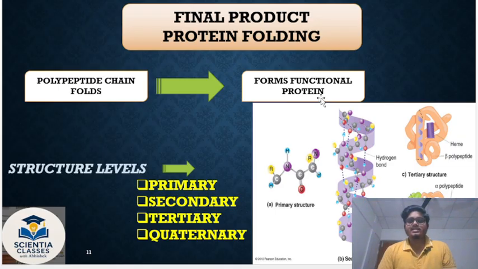There are some structural levels in the protein after the chain is made. The structures are primary structure, secondary structure, tertiary structure, and quaternary structure. The first diagram is the primary structure, which is a linear chain. After that, this is the secondary structure, which has a helical shape. And this is the tertiary structure, and this is the quaternary structure. These are the structures of proteins after folding.